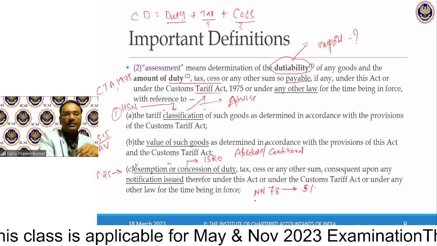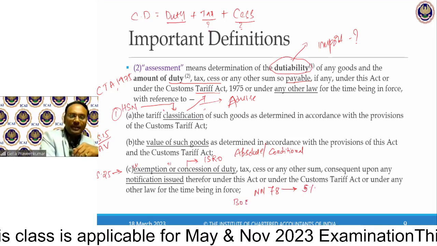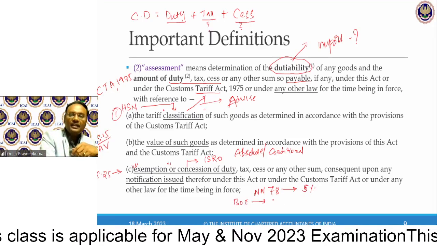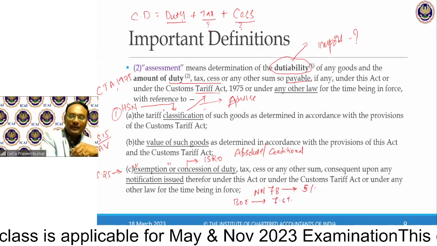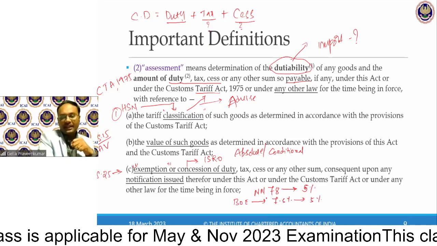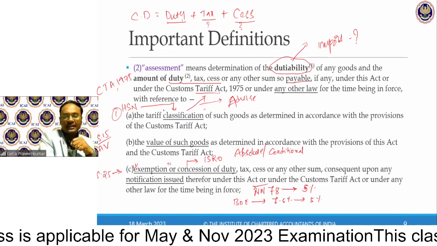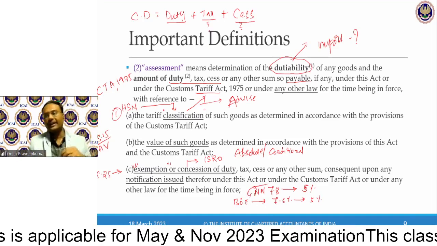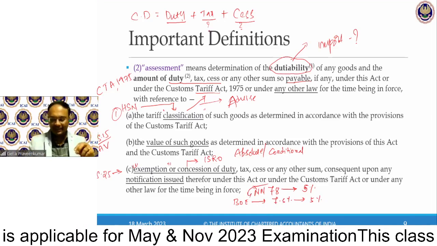So when I file my bill of entry, I'll see the regular rate of tax is 7.5%, but because of this notification, I'm just going to pay 5%. Reference to this notification in my application for bill of entry is mandatory.